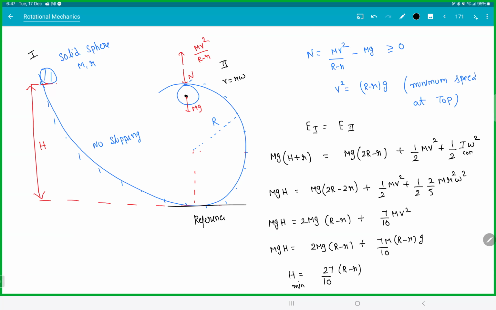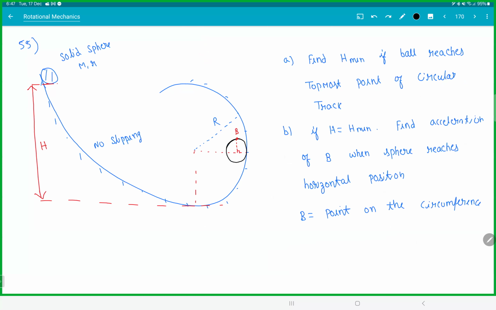Next one. Question still not over. The main question is the B part. If h is h minimum, find the acceleration of that point B on the circumference. This is a good one. Think. I'll give you a minute or two. If you even get the steps, what is happening, that's pretty good.